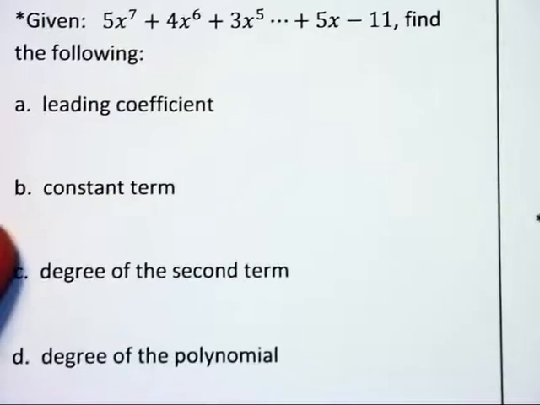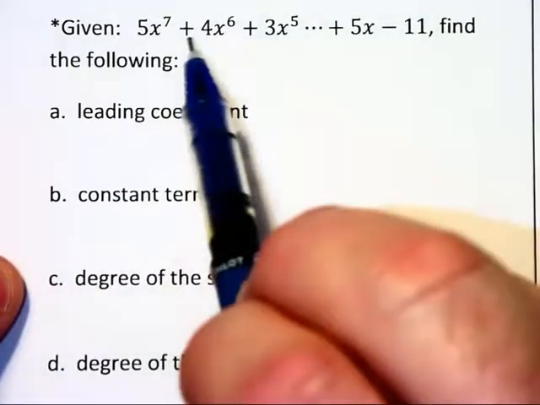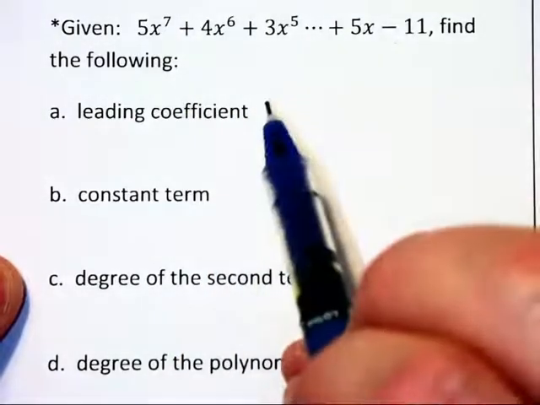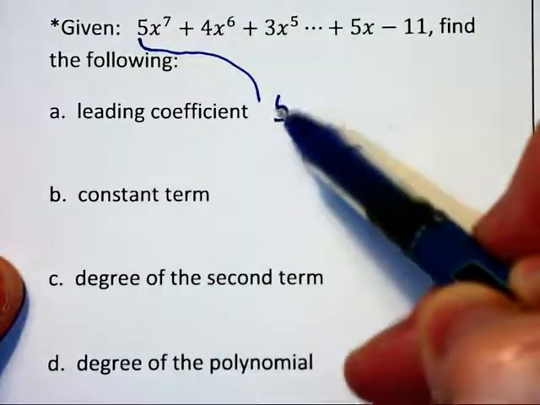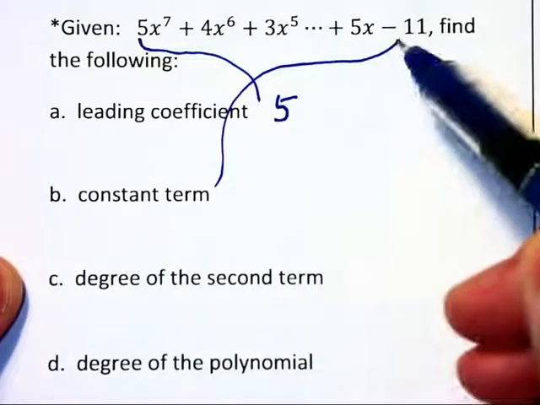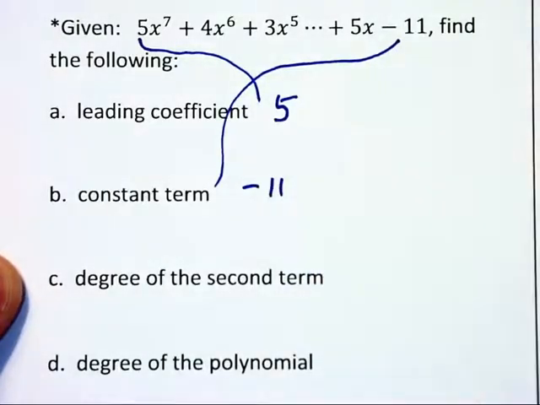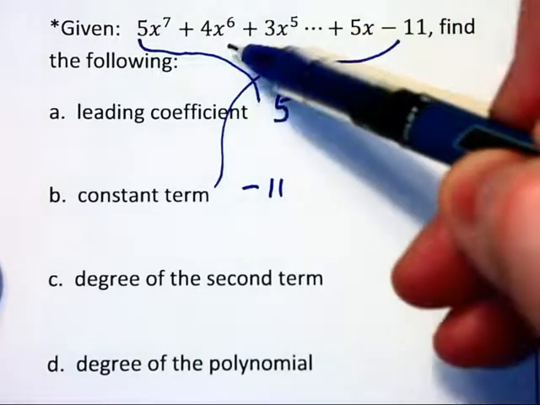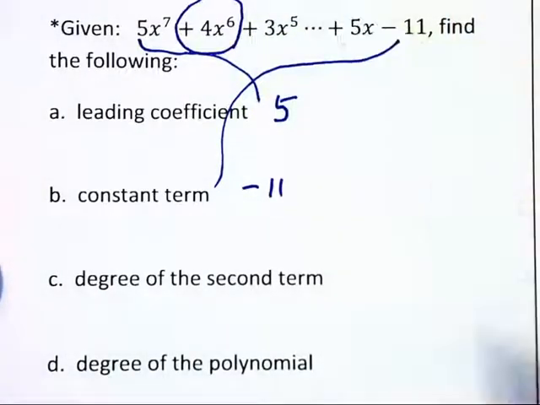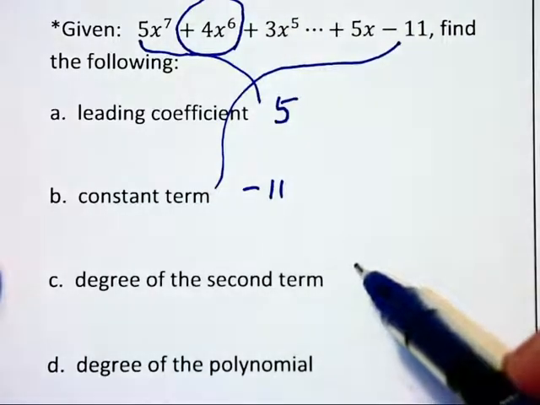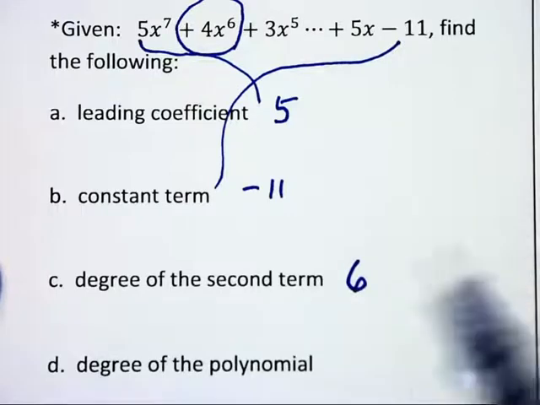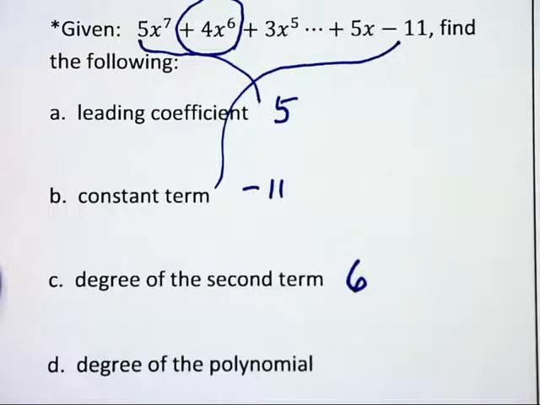So, given this expression or polynomial, identify the leading coefficient. Well, that is the first coefficient, which is 5. The constant term will be this -11. Now, the degree of the second term says look at the exponent in that second term. That is an exponent of 6, and so that will be 6. Now, that is only when you have a single variable x. If there's multiple variables, as we'll talk about in a little bit, that might be a little bit different.